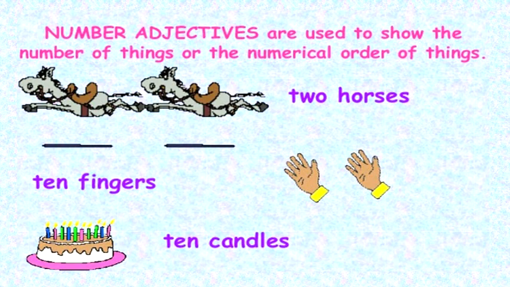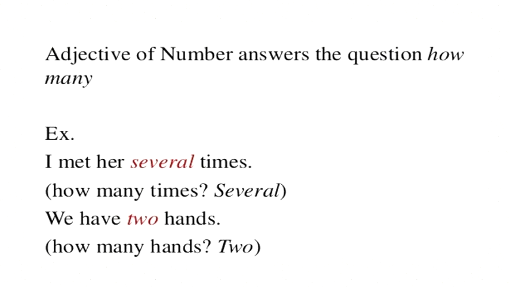Okay? In the same way, 10 candles. You can see a cake. So lovely, right? And there are 10 candles. So how many candles are there? Which word tells us the number of candles? Yes, the word 10. So the word 10 is our adjective of number. Okay? So you should always remember that an adjective of number answers the question how many of something.